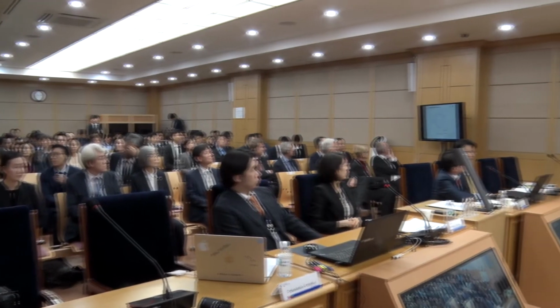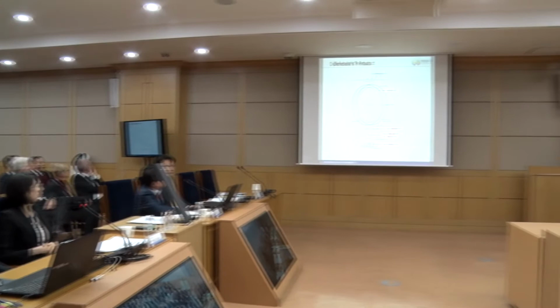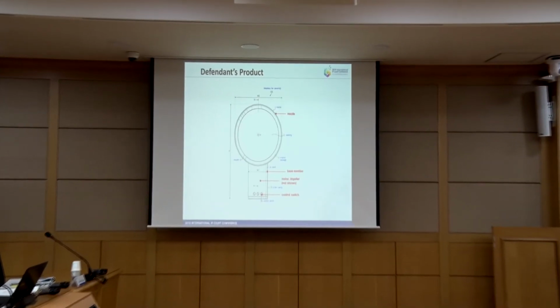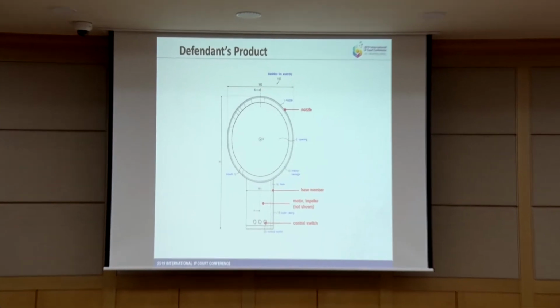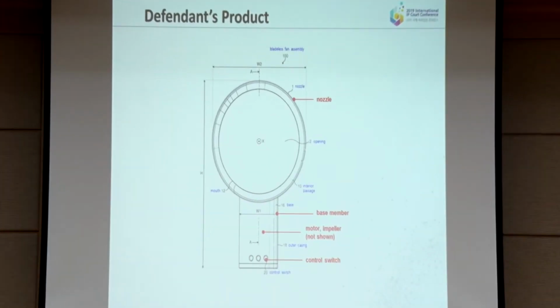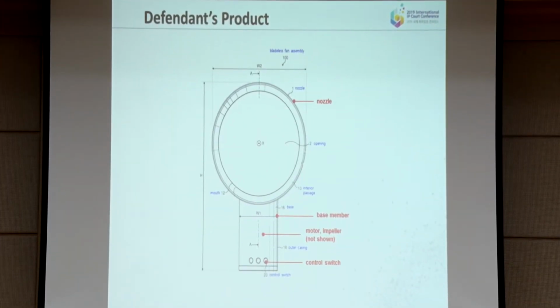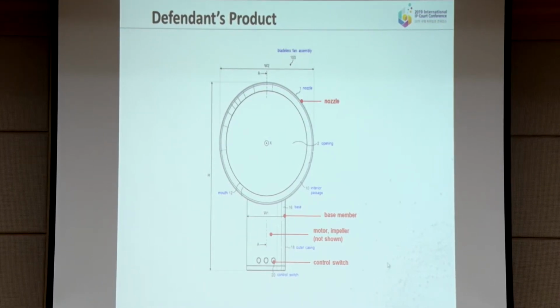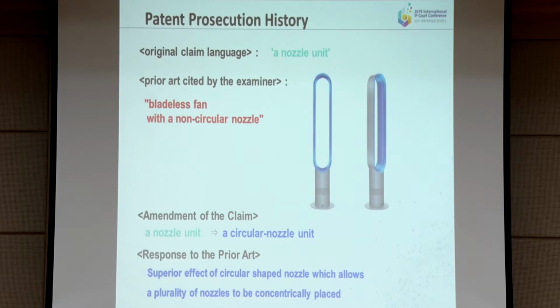Please note two things. The first, the fan assembly has just one nozzle. Second, the amount of air flowing from the base into the nozzle can be controlled by adjusting the rotation speed of the motor using the control switch on the outer case. Now let's see the prosecution history.